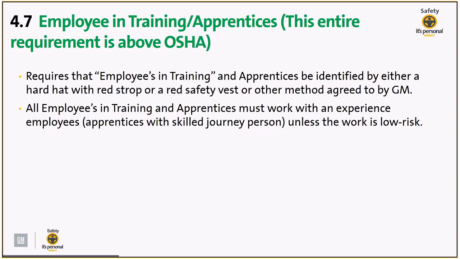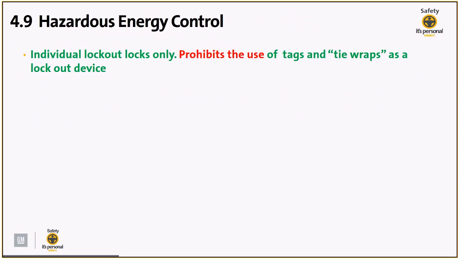All employees in training and apprentices must work with an experienced employee, such as an apprentice with a skilled journeyman, unless the work is low risk. 4.9 Energy control. So essentially, the industry allows tag out, GM requires lockout. So GM requires a physical lock be placed on hazardous energy to control it. We do not allow the use of a tag.